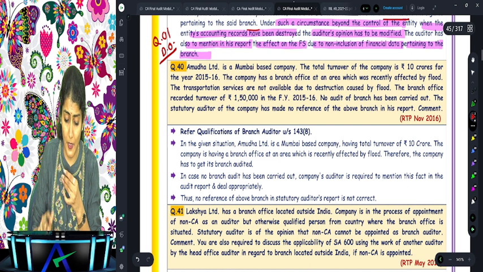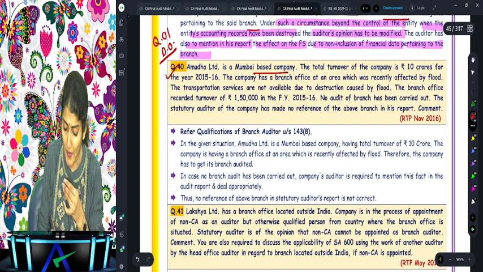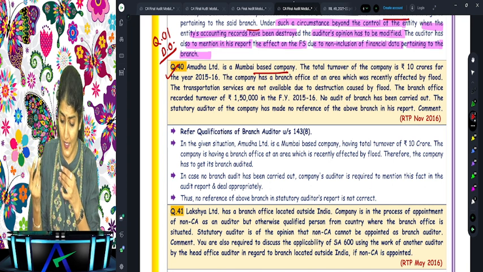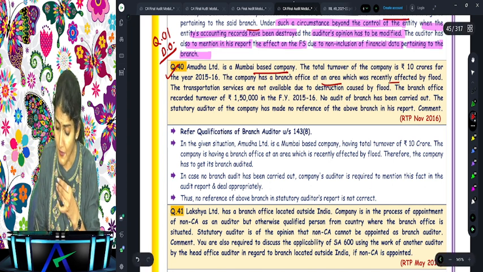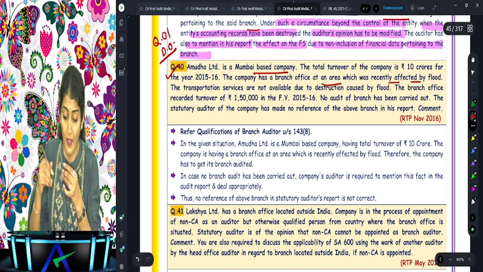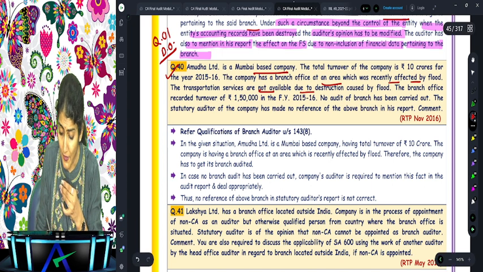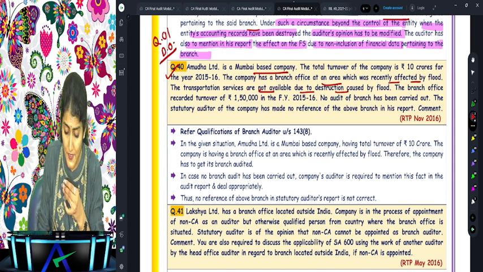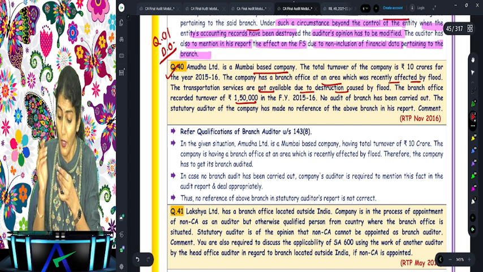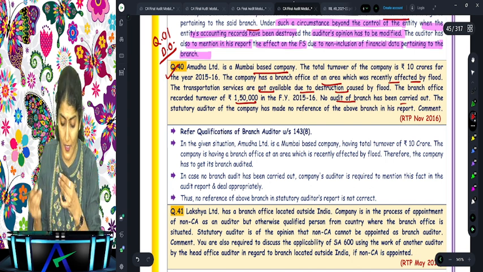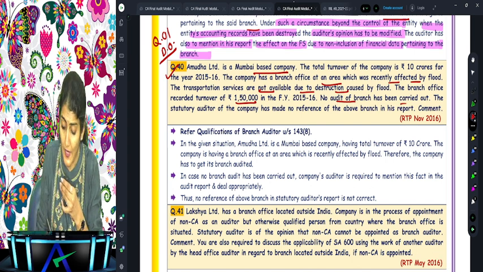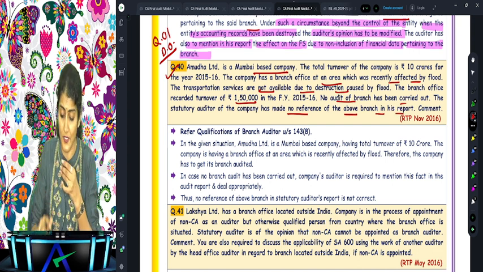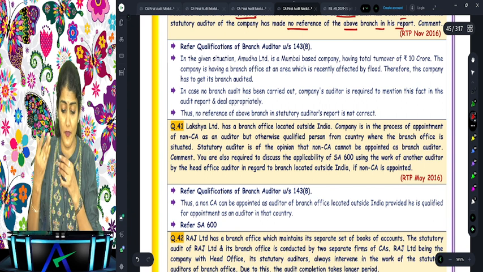Okay, question number 10. Amuda Limited is a Mumbai-based company. The total turnover is 10 crore for 15-16. The company has a branch at an area which was recently affected by flood. The transportation services are not available due to destruction caused by the flood. The branch office records turnover of 1,50,000. No audit of the branch has been carried out. The statutory auditor of the company has made no reference of the above branch in his report. Right, so should the statutory auditor make a reference of the same in his report?